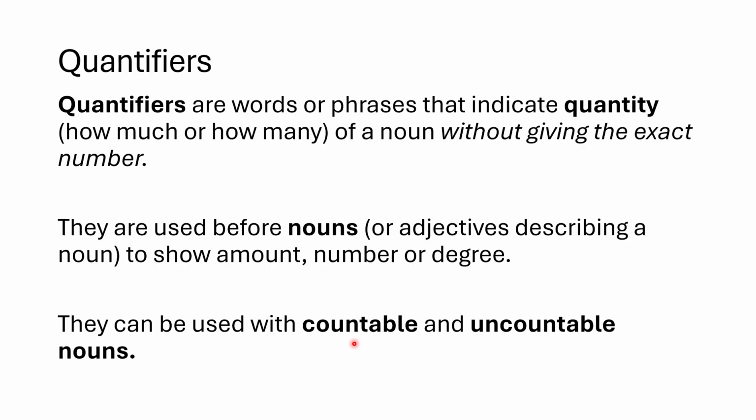A countable noun is a noun that refers to things we can count individually as separate items. Uncountable nouns, also known as mass nouns, refer to something we cannot count as separate individual items because it is seen as a whole, a mass, or an abstract concept.